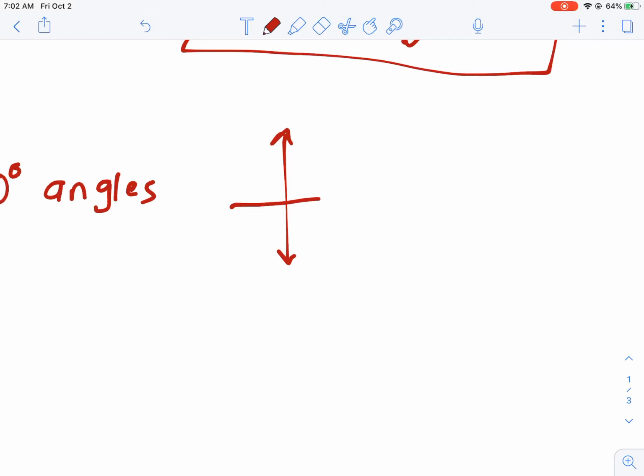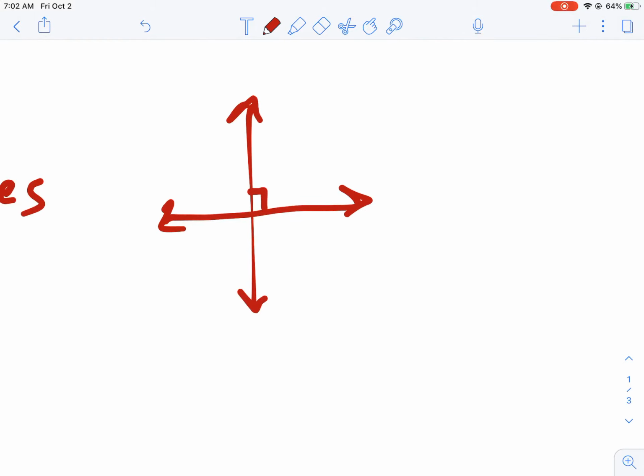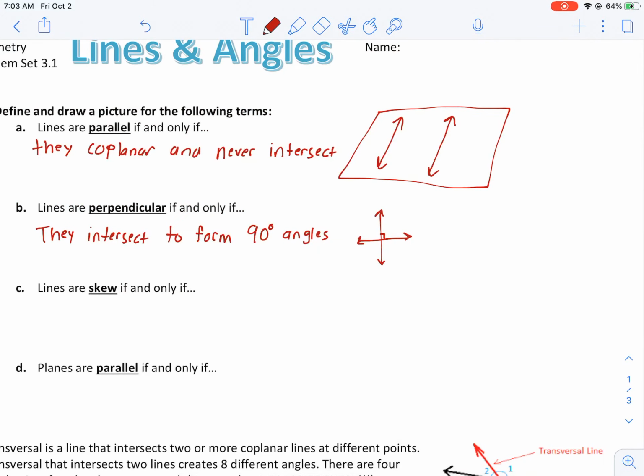So they would need to make a perfect T, okay? And you should know that if one of the angles is 90, they're all 90, right? Because of vertical angles, that's 90, and 90 plus 90 is 180, so this is a linear pair, so that's also 90, and then vertical, that's also 90. So all four angles would be 90 degrees. Okay.